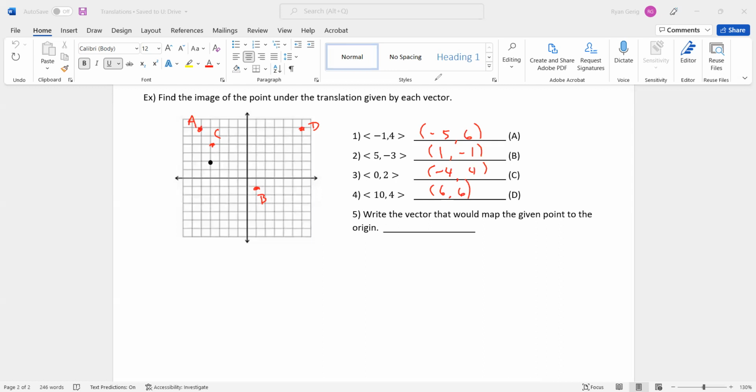Write the vector that would map the given point to the origin. So I want to land here. What vector would I need? Kind of what we did in the last problem. Right 4, down 2.